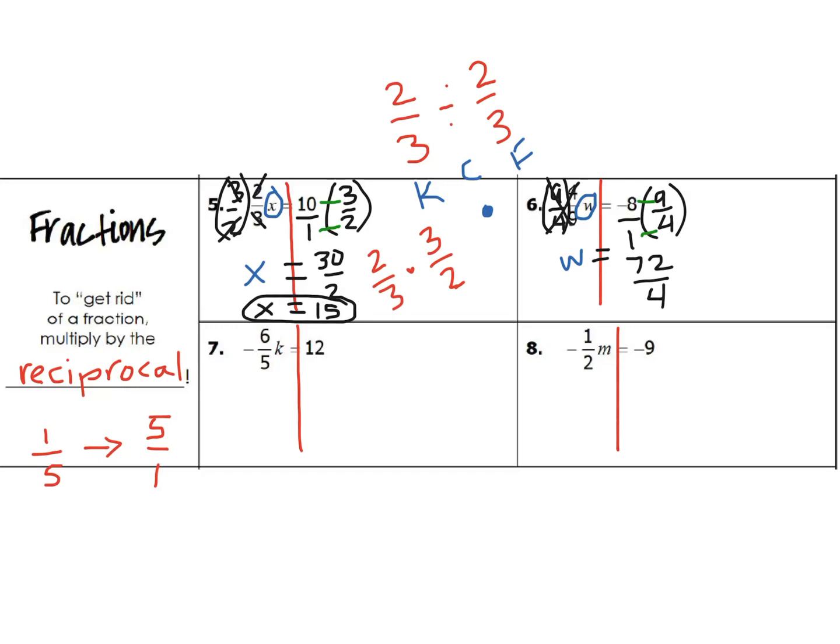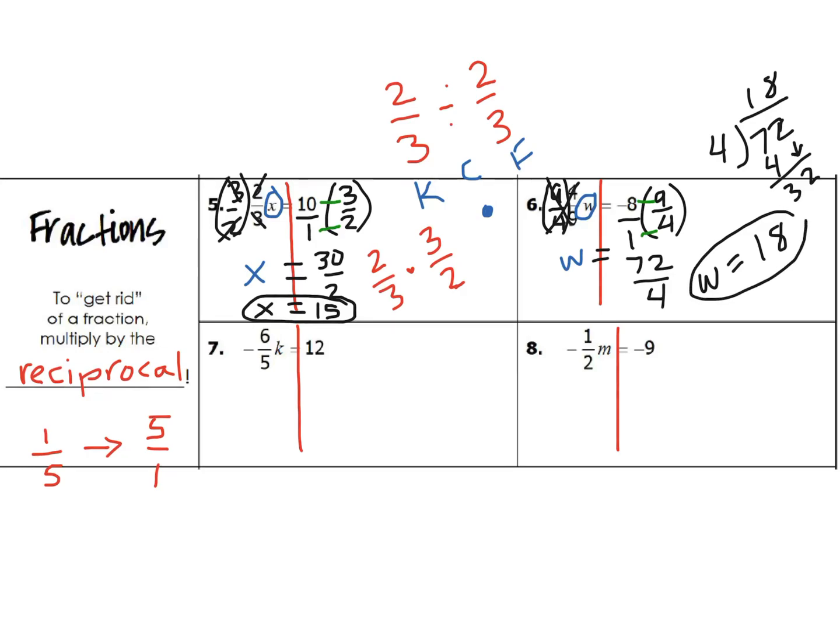And then I just need to reduce that fraction. So I'm going to get w equals 72 divided by 4 is 18. But if you don't have a calculator to do that, just a reminder of this long division. Oops, that should be a 2. 4 goes into 7 one time. 4 times 1 is 4. I have 3 remaining. Bring down the 2. 4 goes into 32 8 times. So it is 18.